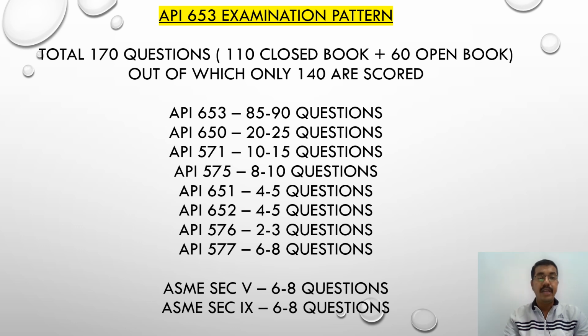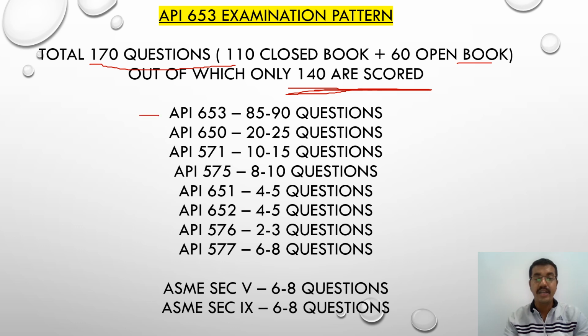Similarly, for 653, it is 170 questions, 110 is closed book and 60 is open book, out of which only 140 are scored. 140 questions have points, the other 30 questions have no points. Even though you give a wrong or right answer, it doesn't carry any points. So here it is similar.